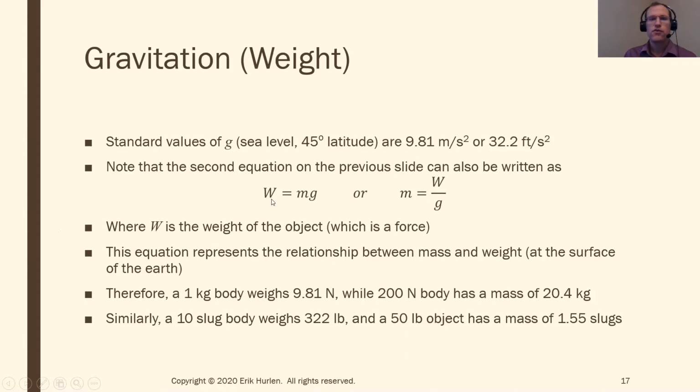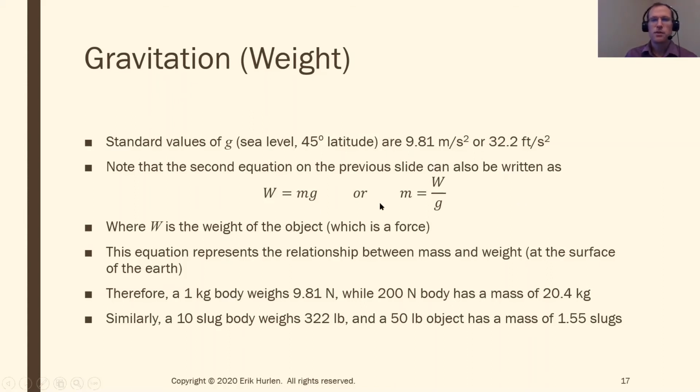So again, the conversion from weight to mass is very simple. You either multiply by g or divide by g. So if I want to know the weight, I can take the mass, multiply by g. If I want to know the mass, I can take the weight and divide it by g, again, using the appropriate value, whether I'm in SI or US units.